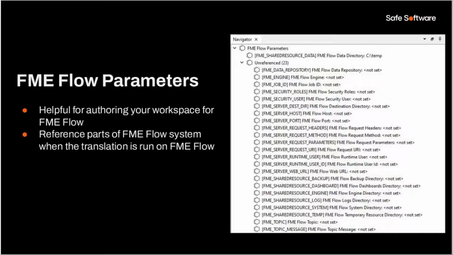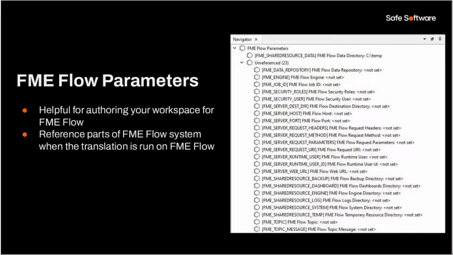So FME Flow parameters are very helpful when authoring your workspace in FME Workbench, knowing that you're going to publish it up to FME Flow for others to consume. For example, you might have reference files and folders that will be hosted in FME Flow. You want to point to those resources locally while you're developing your workflow. You can also reference parts of the FME Flow system when the translation is run on FME Flow. For example, you might want to know who the user running the workspace is. You might want to know what the job ID is, and other runtime specific information.